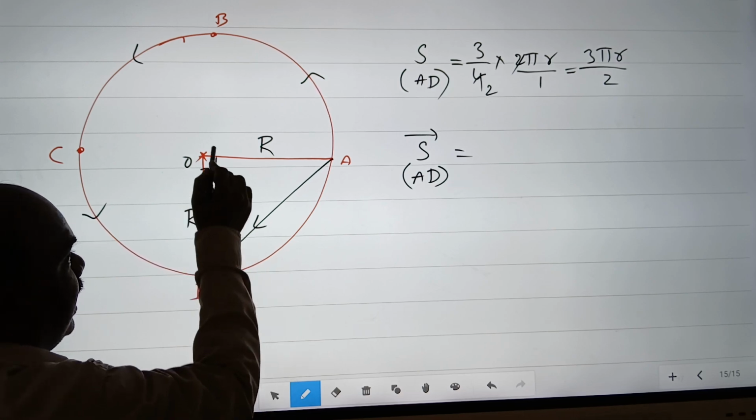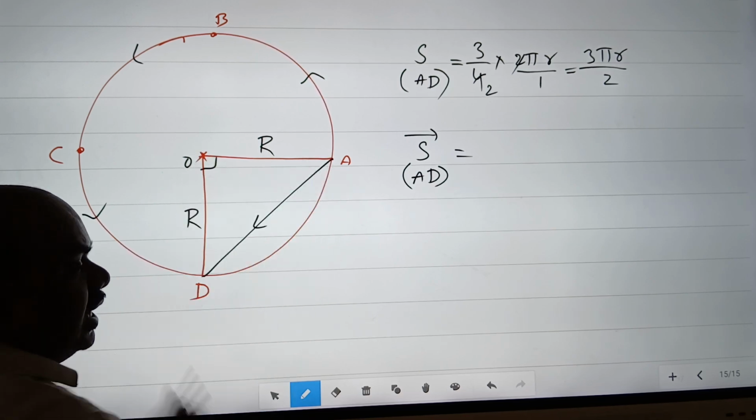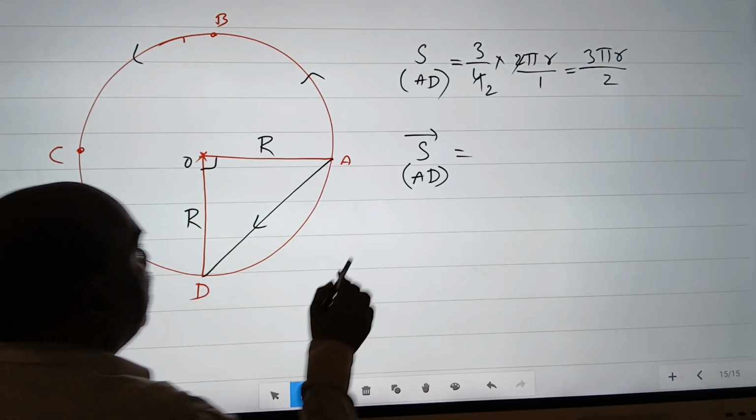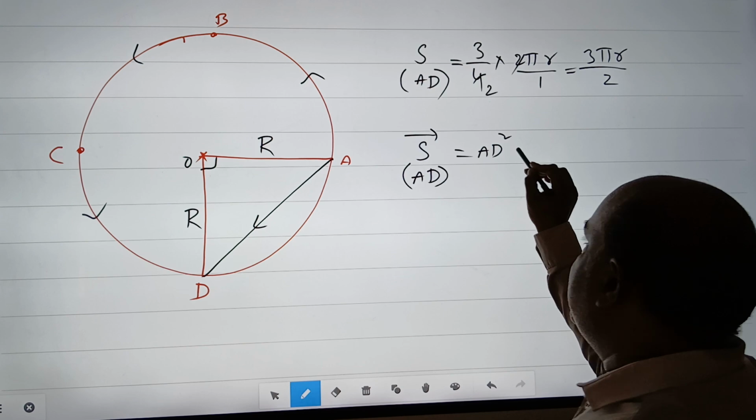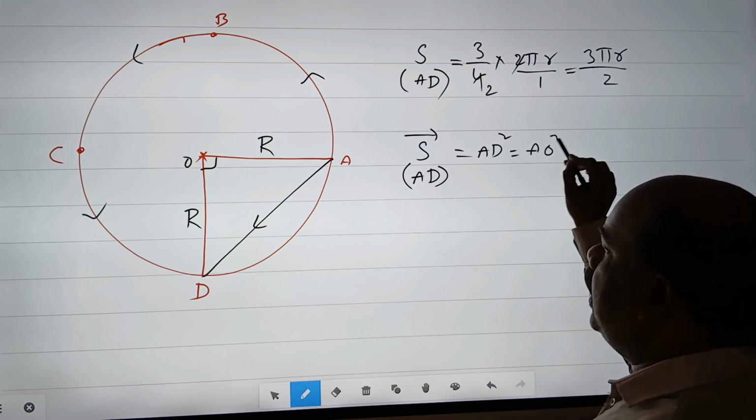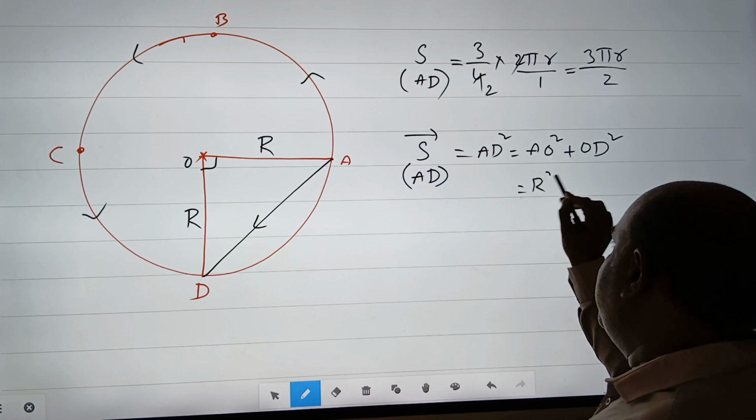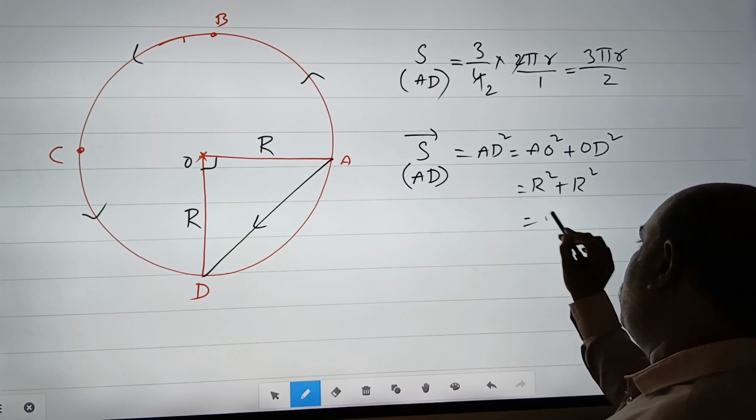It is a right angle triangle. AOD is a right angle triangle. Here the hypotenuse is AD. AD square is equal to AO square plus OD square. So R square plus R square, which is equal to 2R square.